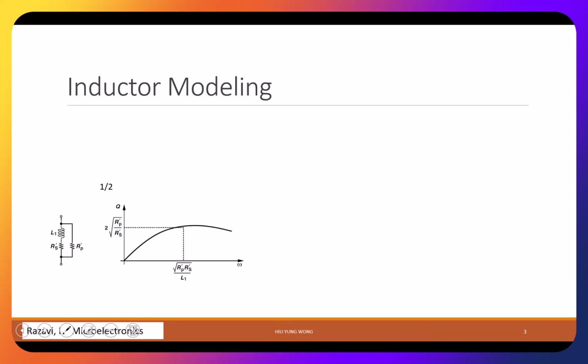So in your project, when you model the inductor, there are several options. First of all, an ideal inductor is just simply this, and then you have L1. Its Q, the quality factor, is going to be infinity. This is an ideal inductor. If a DC current passes through it, there's no potential drop.